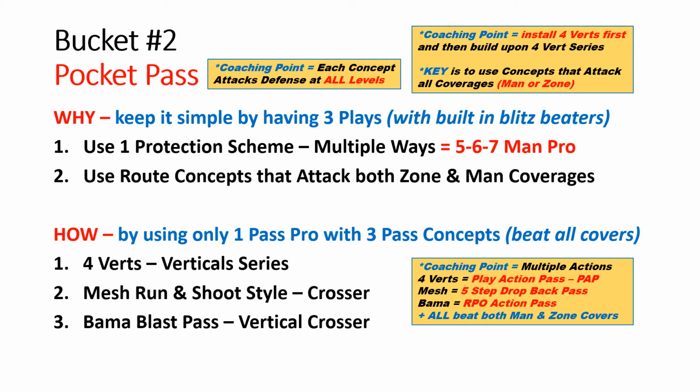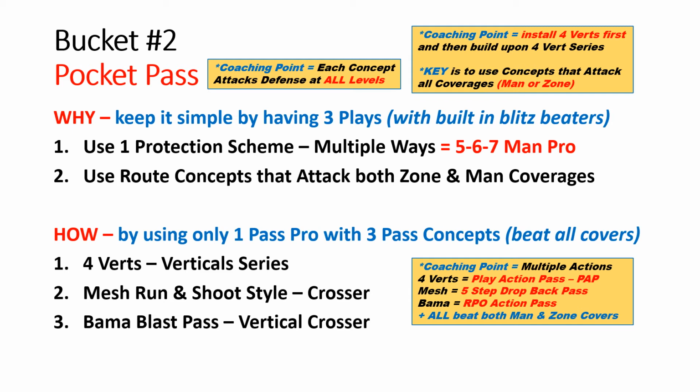Second thing we can do here is we're going to be able to use one protection scheme. We do a half slide protection with our linemen, so we get good at one thing, but then we're going to use it multiple ways where we have the back and the H-back either checking, releasing with 5-man, 6-man, or 7-man protection schemes. You want to use different route concepts that attack both zone and man coverages, and all 3 of these will do that. How we're doing that is by using only 1 pass pro, as I mentioned, and then these just 3 pass concepts that beat all coverages.